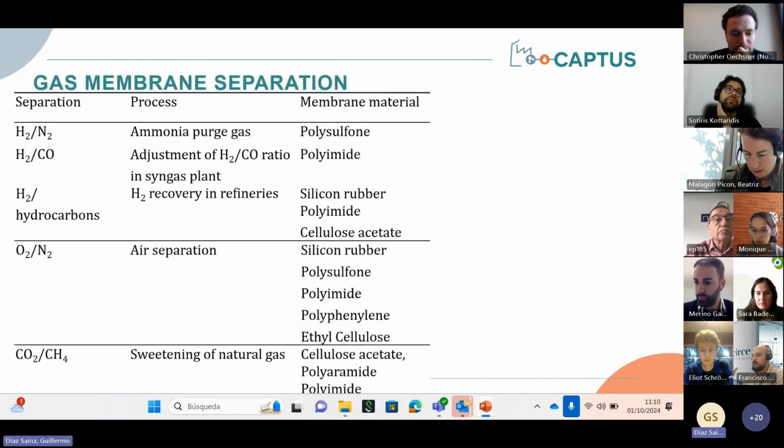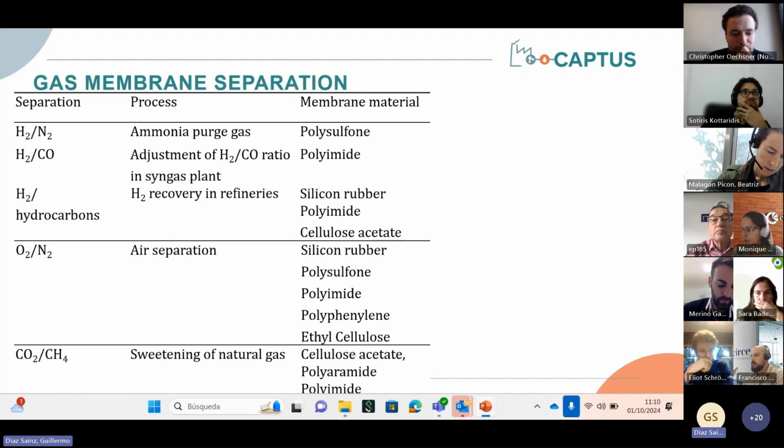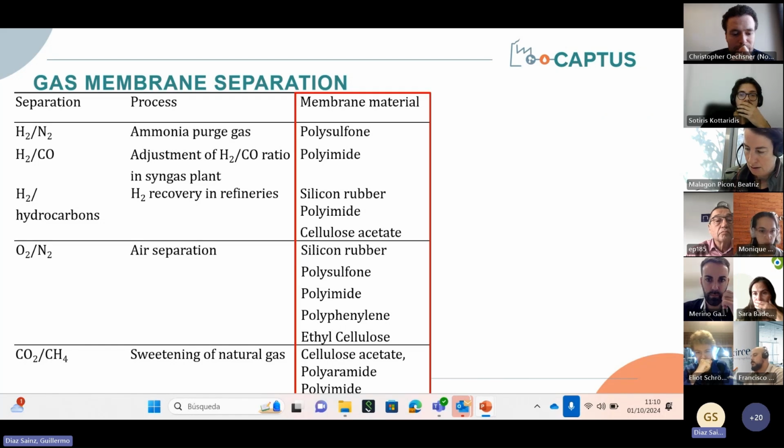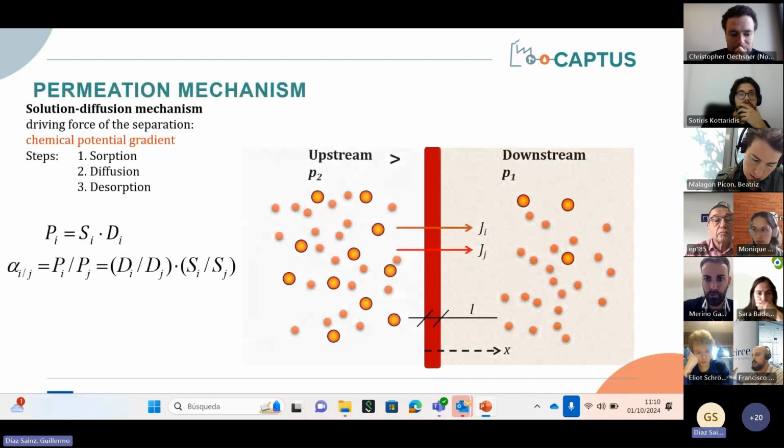About gas membrane separations, there are typical separations, for example, the separation of hydrogen and nitrogen, hydrogen and carbon monoxide, and carbon dioxide and methane. There are some typical gas membrane separations, and one of the most common characteristics of all of these industrial applications is the use of membranes based on polymeric materials, with some classic polymers being predominant.